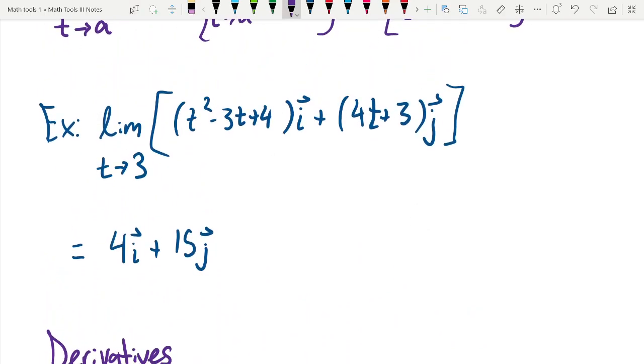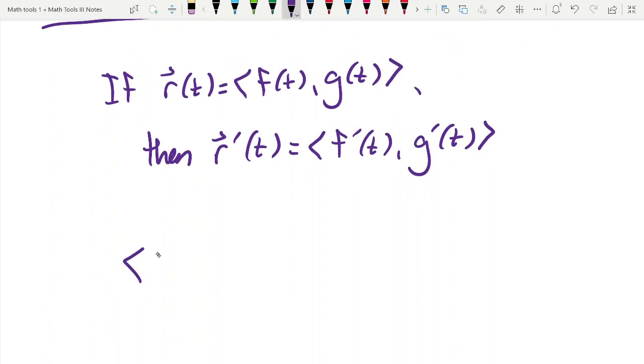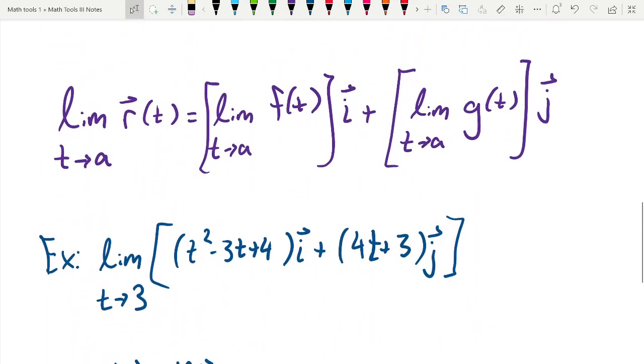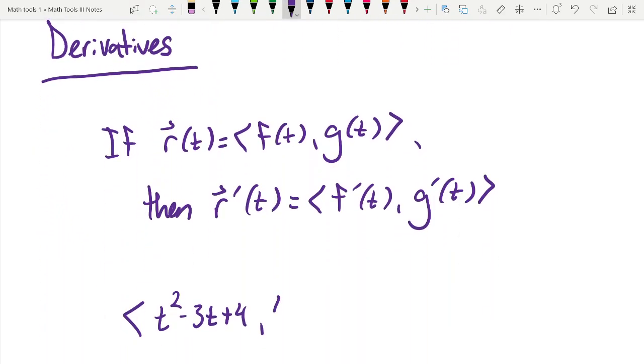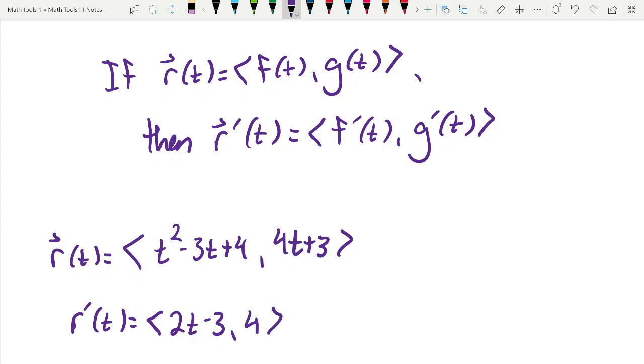So if we look at this one, for example, right here, t squared minus 3t plus 4, and 4t plus 3. Okay. So if this is r of t here, then r prime of t is going to be equal to 2t minus 3, comma 4. Okay.